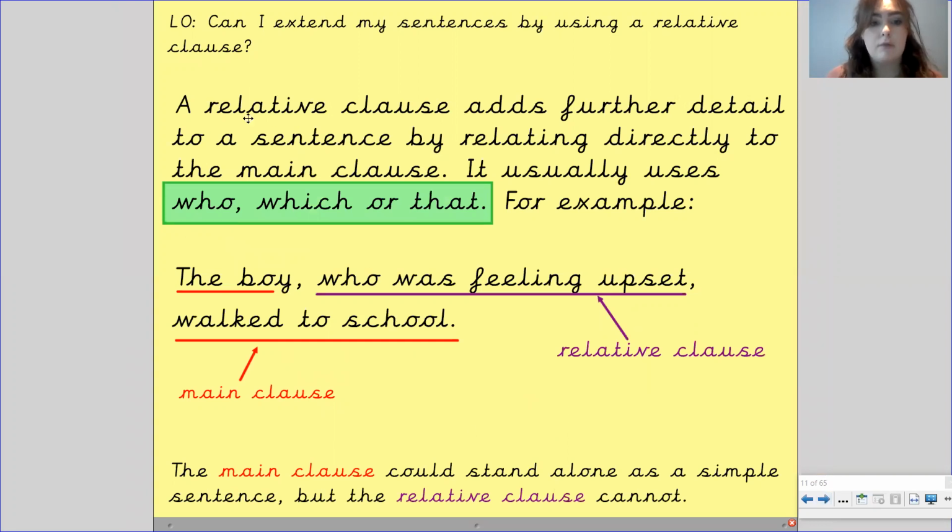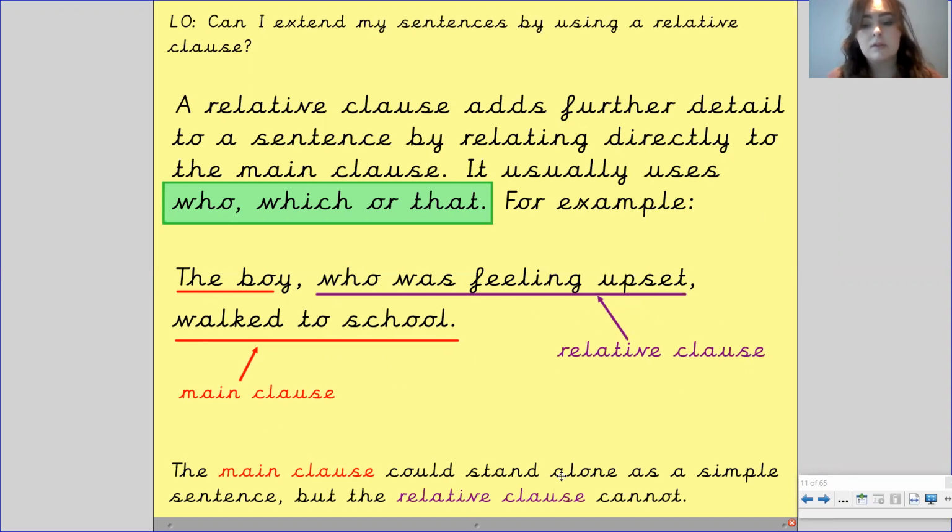Okay, so a relative clause adds further detail to a sentence by relating directly to the main clause, and it usually uses who, which, or that. For example, the boy who was feeling upset walked to school. So here you can see I've underlined in red, which was our original sentence, our main clause. So it was the boy walked to school. And then I put in who was feeling upset, and that is our relative clause.